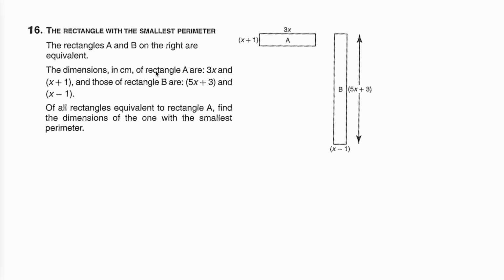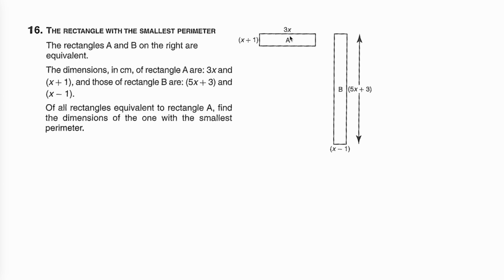The dimensions in centimeters of rectangle A are 3x and x plus 1, and for rectangle B are 5x plus 3 and x minus 1. Of all rectangles equivalent to rectangle A, find the dimensions of the one with the smallest perimeter.